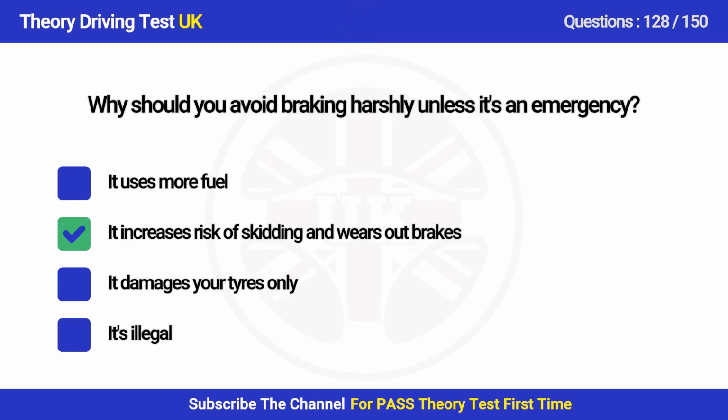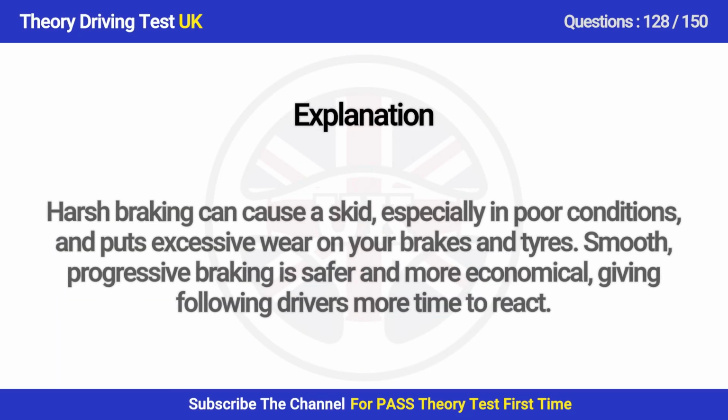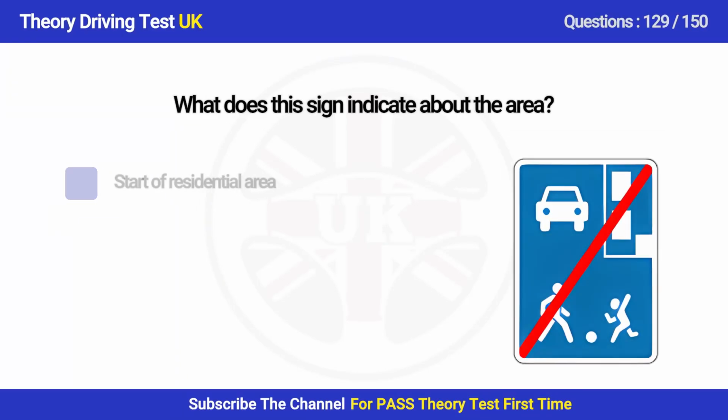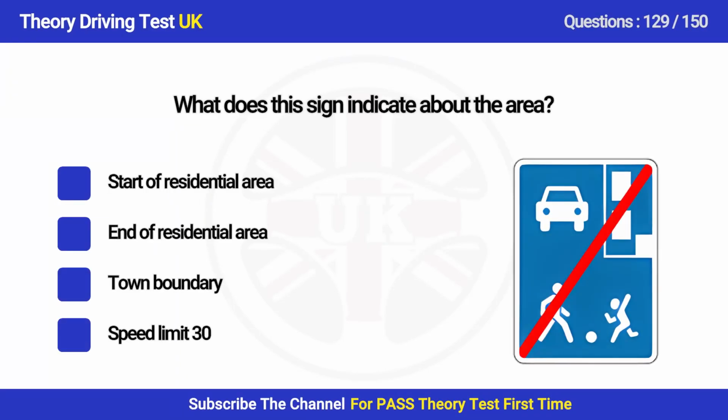Answers is B. It increases risk of skidding and wears out brakes. Harsh braking can cause a skid, especially in poor conditions, and puts excessive wear on your brakes and tires. Smooth, progressive braking is safer and more economical, giving following drivers more time to react. Question 129. What does this sign indicate about the area?